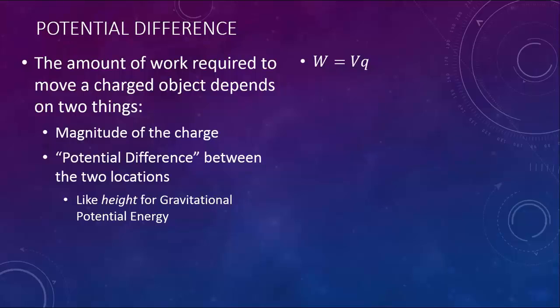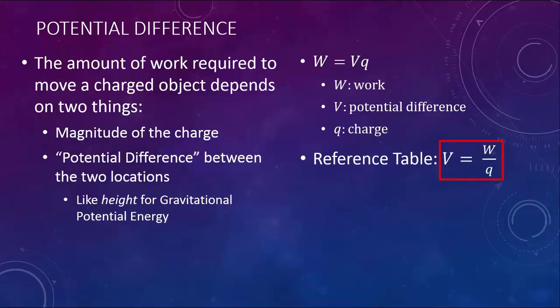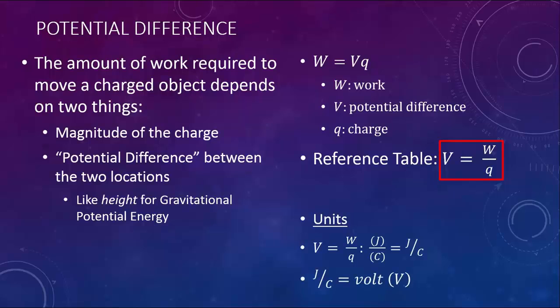The equation for the work done on an object in an electric field, then, is W equals V times Q, where W stands for work, V stands for potential difference. We use V because this is also called voltage, more on that later, and Q, of course, stands for charge. On your reference table, it's actually written as V equals W over Q. Let's take a brief look at the units. If we plugged in an amount of work and an amount of charge, we would plug in joules over coulombs, and we would get joules per coulomb, and that's perfectly appropriate. This, however, has a special name. A joule per coulomb is called a volt. You've definitely heard about volts before.